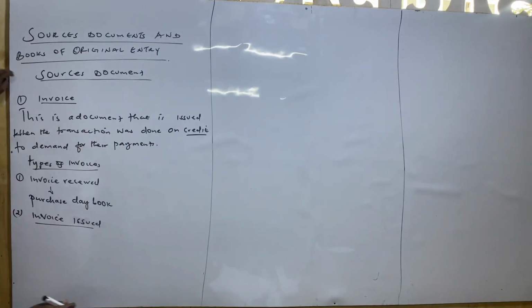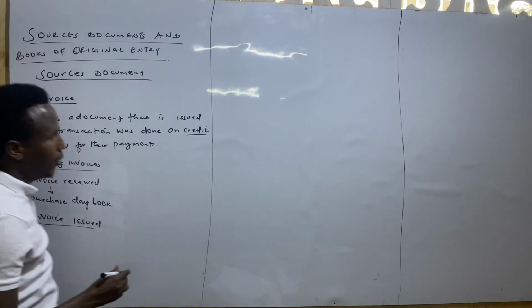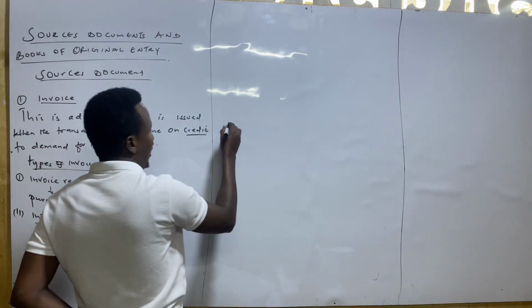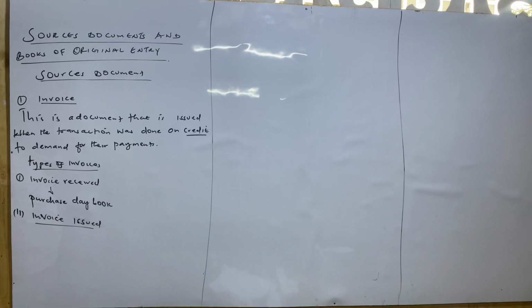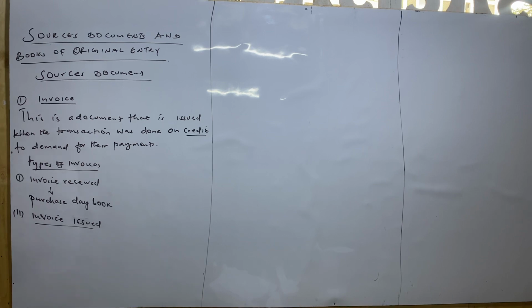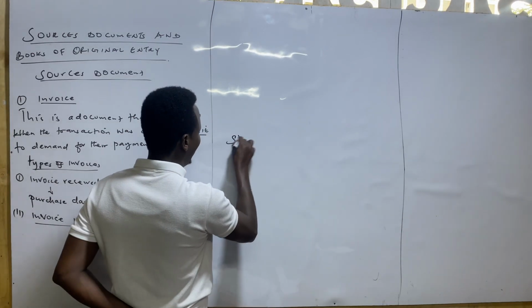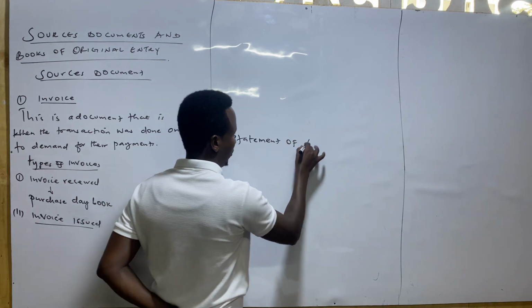Okay, our source document number 2 is, let me say this was number 1, this is number 2. Then I'll be talking about this. Look here. Number 2 will be, for your information, let me talk about the statement of account, okay? Statement of account.